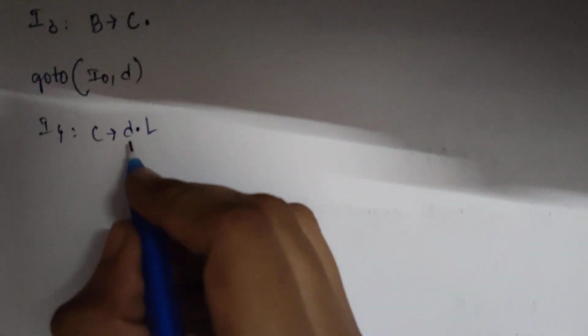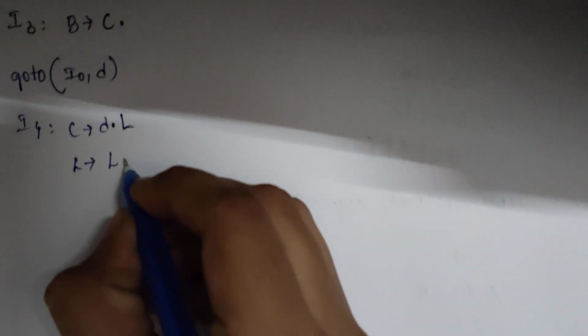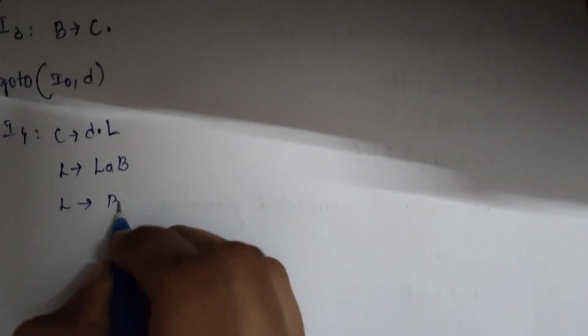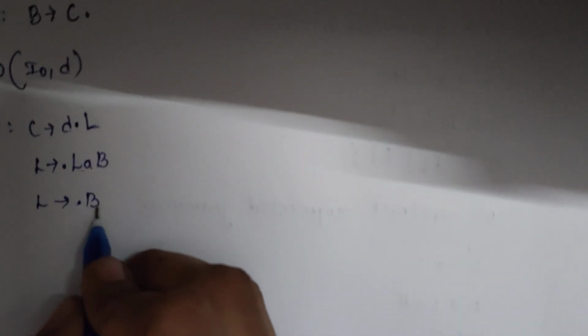Now, a dot following a non-terminal. So you need to write all the L productions. L produces A B, L produces B. After writing the production, just write the dot before it. Now see, L. Again we are getting L, but we wrote L already, so no need to write it again. So write for B. The dot is following a non-terminal B. So write all the B productions.